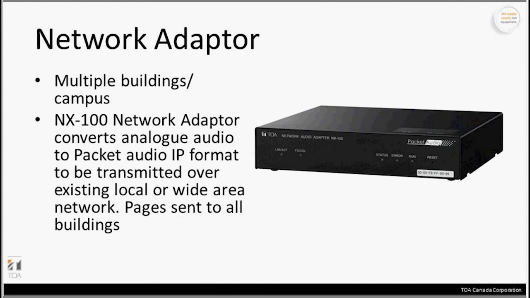Does your client have multiple offices, buildings? Maybe just next door, they want to be able to page into the building next door, or is the building on the other side of town? You can add our NX100 network adapter to both sound systems in both buildings and be able to page from one building and have the page broadcast in the other as well. This is great for perhaps a campus situation where there are a number of buildings on one property where paging needs to go, emergency paging especially. Maybe these are offices across town or even across the country. The network adapter, the NX100, converts regular analog audio into a packet audio format that can be transmitted over your local area network or even a wide area network. So all pages can be sent to all buildings. And that allows a lot of opportunity.